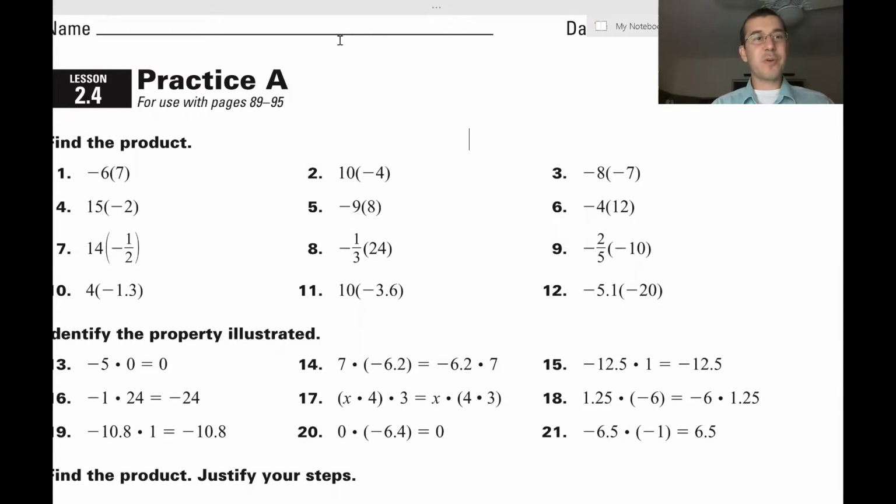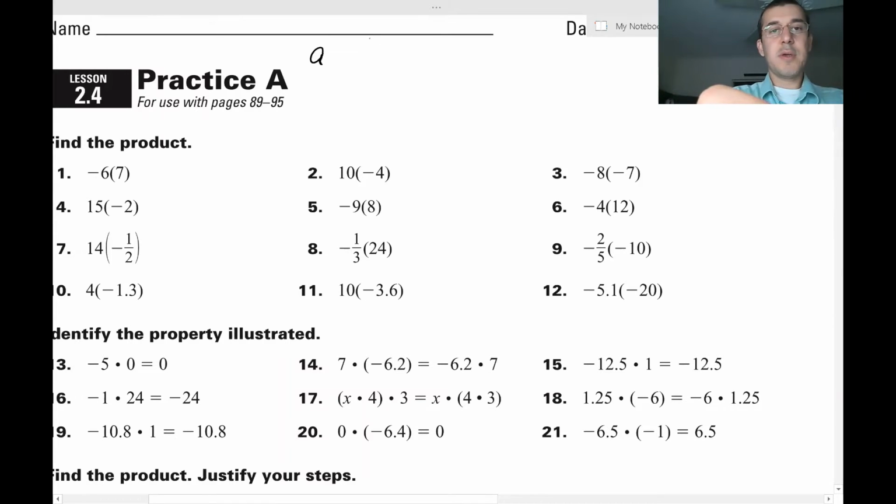Today we're doing section 2.4, which is about multiplication of real numbers. Two main concepts here to know. One is when you're multiplying two real numbers with the same sign, the product is positive. When you're multiplying two real numbers with different signs, the product is negative. So this is what I mean.